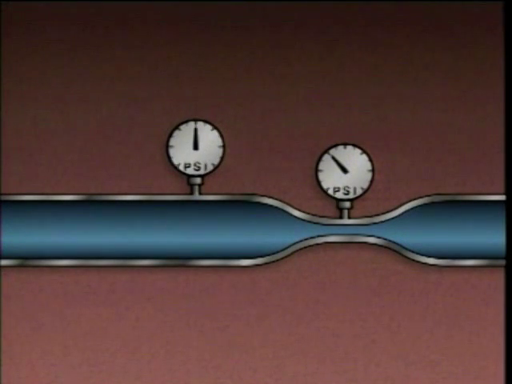When a constant flow of liquid passes through this narrowed section of pipe, the pressure of the liquid decreases and the velocity of the liquid increases.